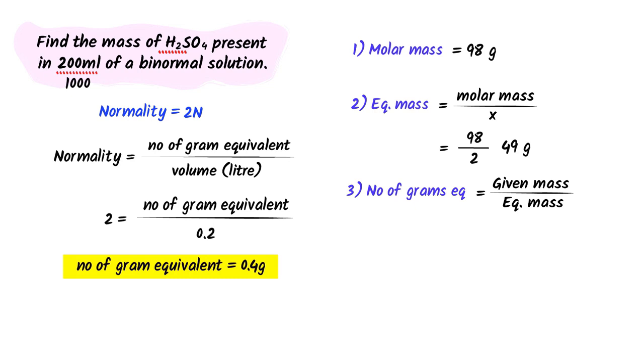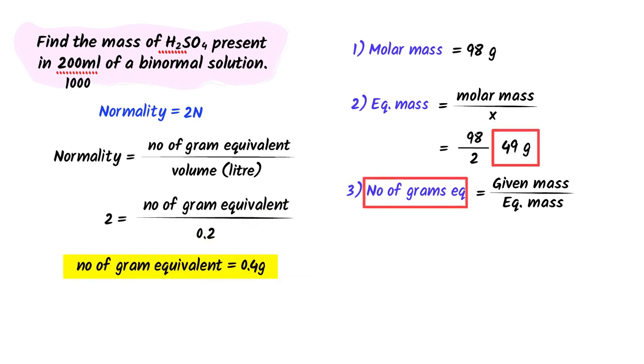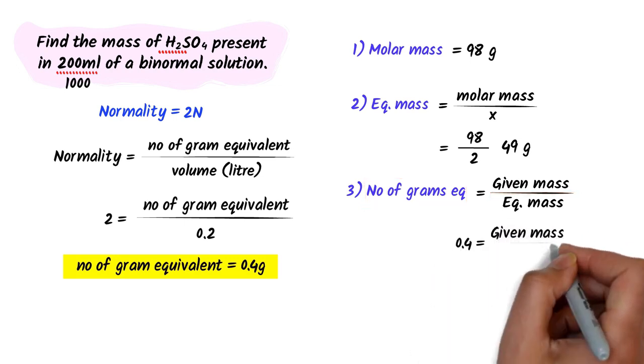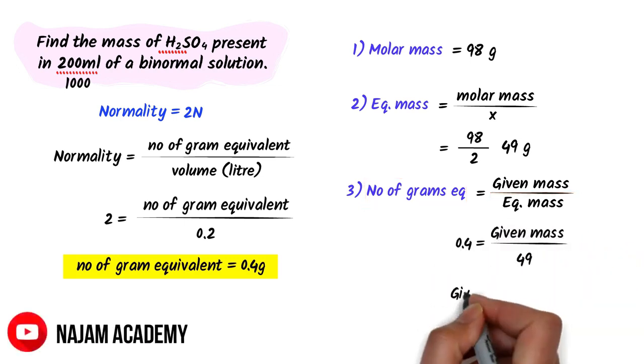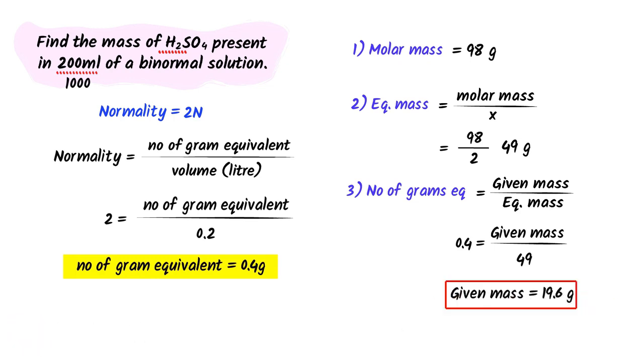Now listen carefully. We have already calculated the number of gram equivalent of solute, which is 0.4 gram. Secondly, we have already calculated equivalent mass, which is 49 gram. Now if I put these two values in this equation, I can get the value of given mass, which is required. So I put these two values in this equation. After calculation, I get 19.6 gram. So the given mass or the required mass is 19.6 gram.